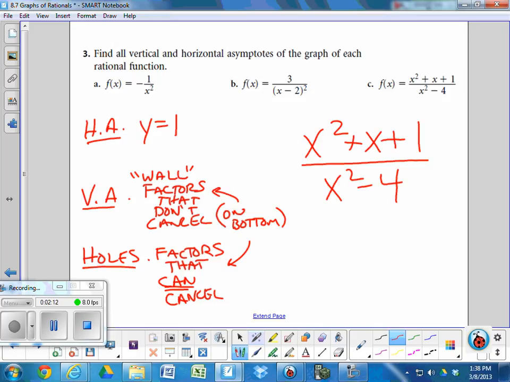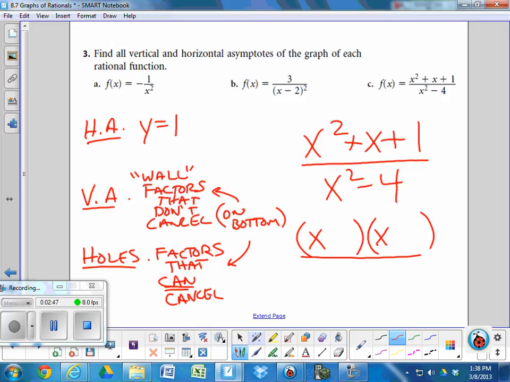So to do either one of these, vertical asymptote and holes, you need to be able to factor. Can you factor the numerator? X squared plus x plus 1. I need two numbers that multiply to positive 1 and add up to positive 1. Plus 1 adds up to 2, right? So they don't work. So it appears as though the numerator is not factorable.